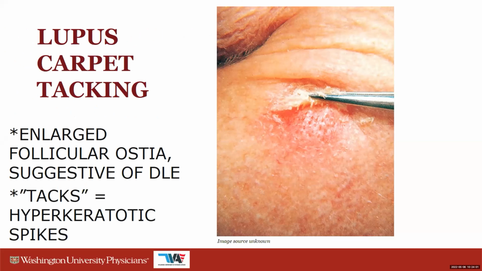Now, this is the only slide in this presentation of mine that's not my photo. I can't even remember where I got it, but it illustrates a point that enlarged follicular ostia are highly suggestive of discoid lupus. They're not pathognomonic, but they're suggestive. And often the keratotic, hyperkeratotic overlying skin will penetrate down into those enlarged ostia. And when you lift up that edge, you see what some people have called tack hyperkeratotic spikes, which are pathognomonic for lupus. And often this form of just a scaly patch with erythema will be how discoid lupus presents. Next.